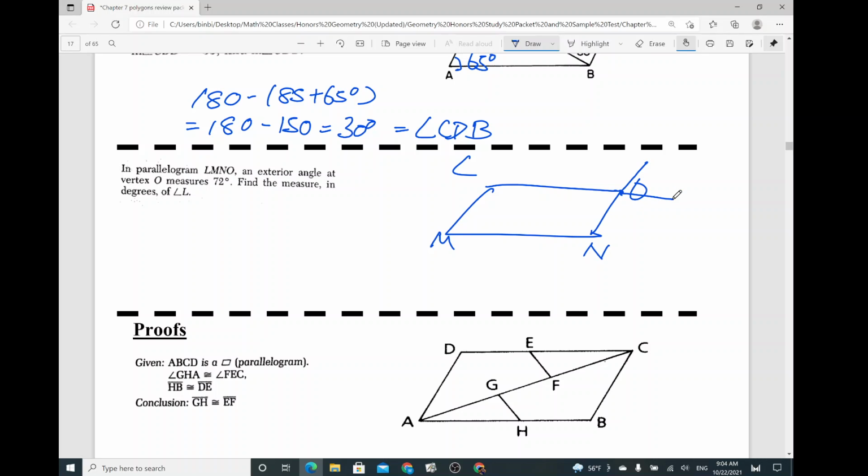So the measure of that is 72 degrees. This one would be up top, so once you extend it, 72 will be this angle here. Find the measure in degrees of angle L. If this one is 72, then this angle here has to be 72 as well. Consecutive interior angles, so that means subtract from 180. So we get 108 degrees for the measure of angle L.